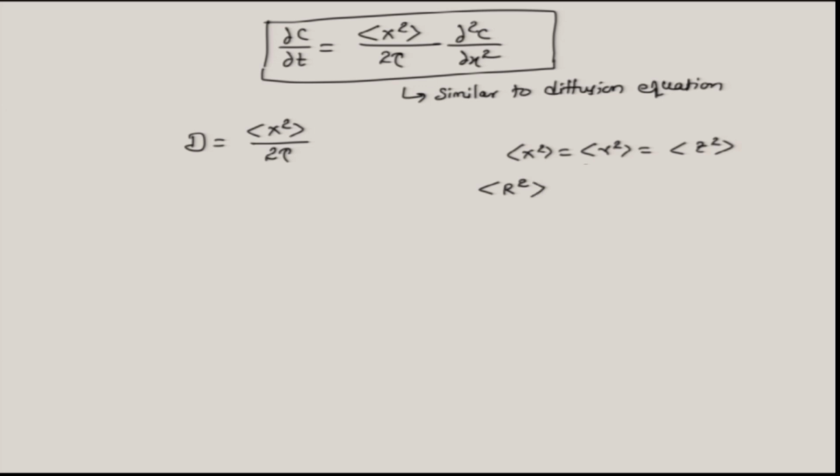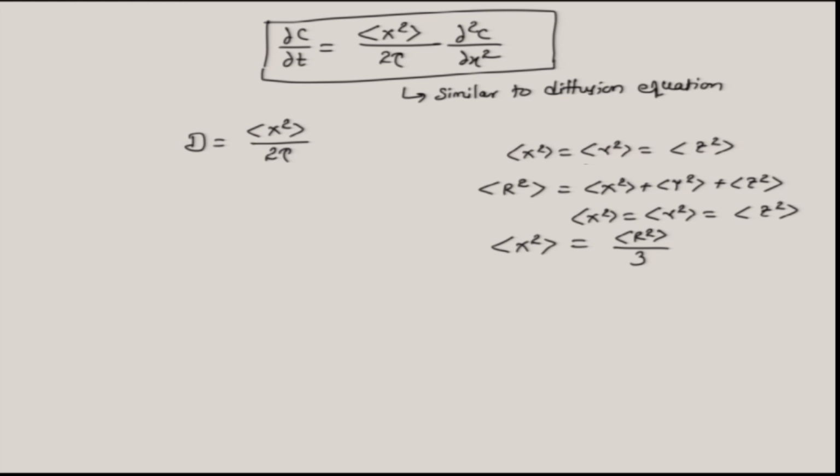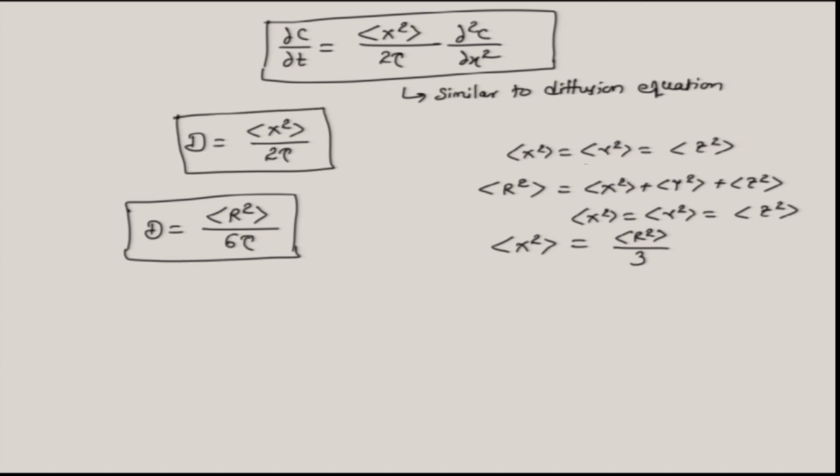the mean square displacement, the average r square, as average of x square plus y square plus z square, and since average of x square equal to average of y square equal to average of z square, so we can write average of x square as average of r square divided by 3, and if we substitute here, we get for an isotropic cubic lattice D is equal to r square by 6 tau. And this is the equation that Einstein derived in 1905.